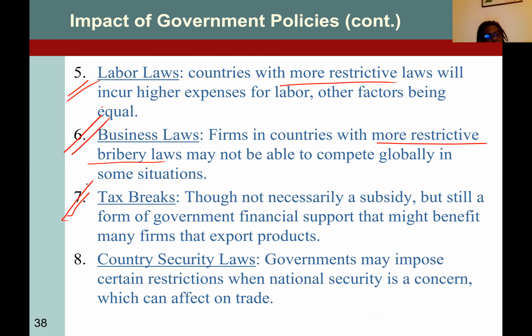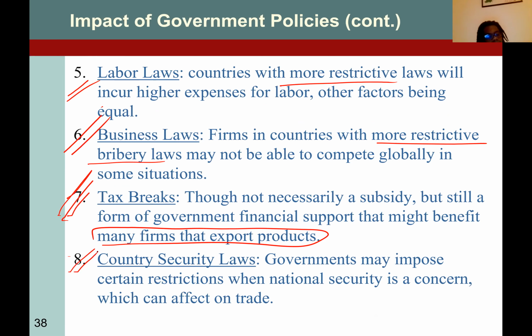Tax break, though not necessarily a subsidy, is still a form of government financial support to expand your exports. I'm not going to give more time on that. Tax break simply means you say, okay, for 5 years we are not going to charge you any tax. So you can claim all the profit and expand better. It's like that.